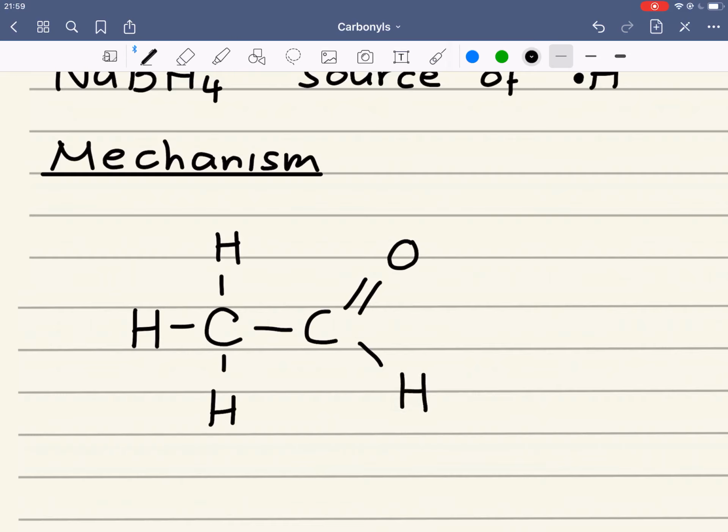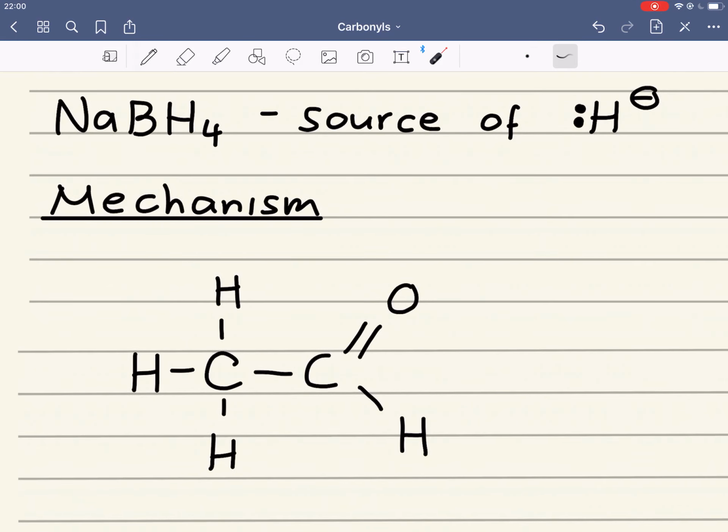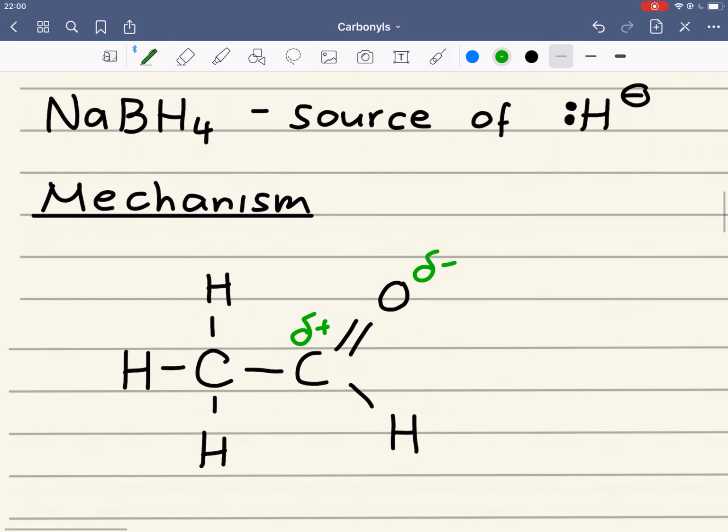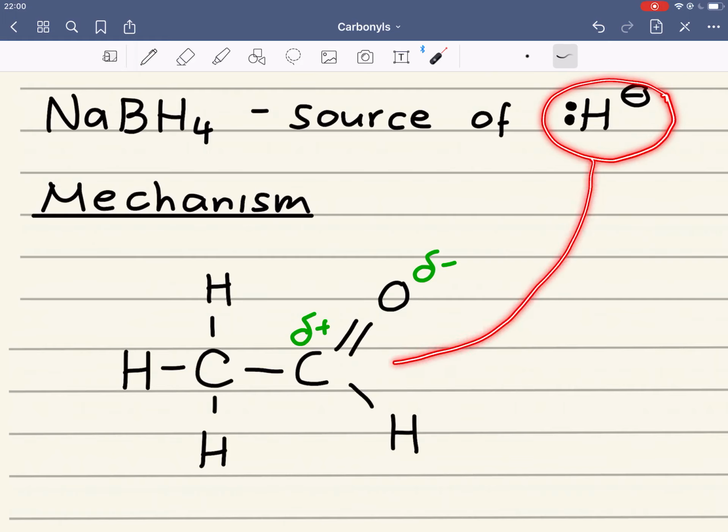Now, the first thing to note is this is going to be attacked by this hydride ion because this carbonyl-carbon here is part of a polar bond. This here is a polar bond. We've got a much more electronegative oxygen, so the electron density is going to be much more towards the oxygen, which is going to give us a delta plus charge on that carbon and a delta minus charge on that oxygen. And this negatively charged hydride ion is going to be attracted to this delta plus carbon.